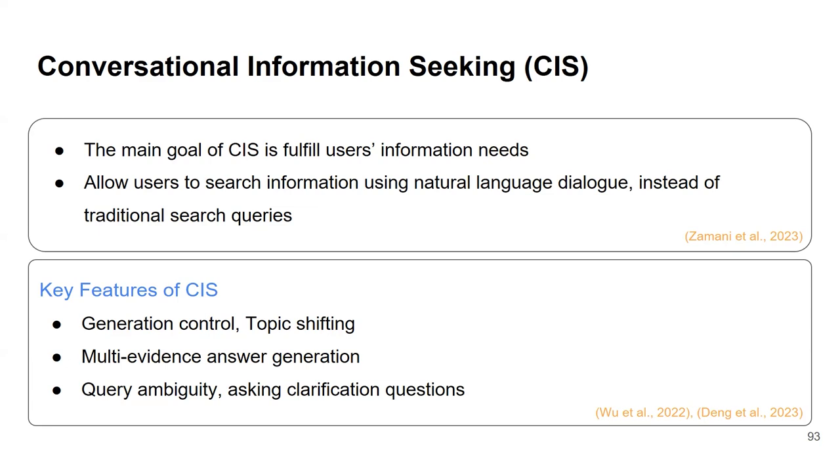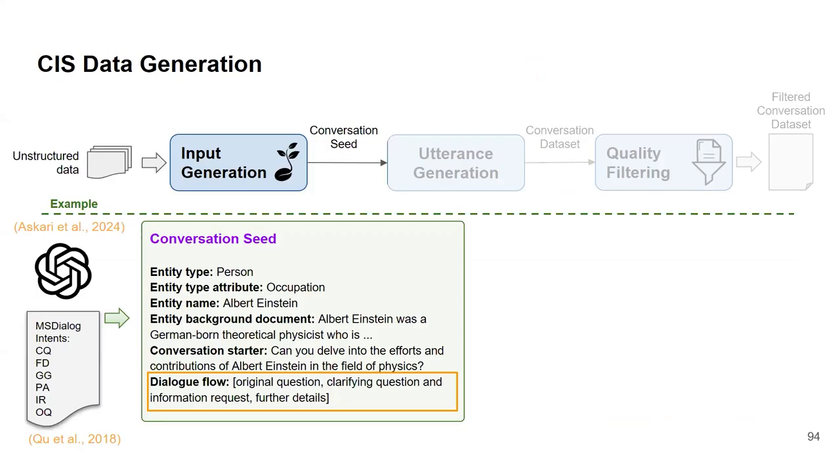So to develop a conversational information seeking system, we need to handle these challenges, and we need to encapsulate these challenges in the generated training data. Mainly, we can say that the generation process can be defined in three main steps. The first one is input generation. The second one is utterance generation. And the last one is quality filtering.